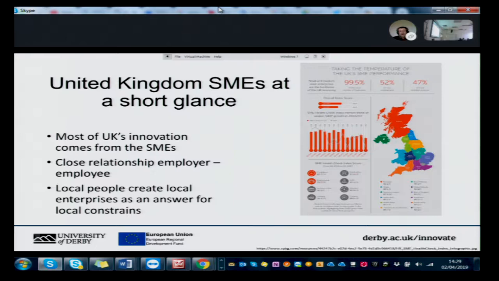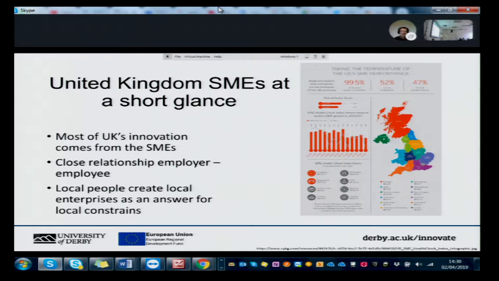Let's take a quick glance at the SMEs in the UK. Later on, we will try to translate it to the situation in Brazil. Small and medium-sized enterprises are 95% of total number of businesses in the UK and 52% of total employment, 47% of total business revenue. It's loads of revenue and loads of companies. But again, if you think that only 0.5% is responsible for over 50% of the revenue, the big companies, you can feel the change in the proportions. Most of UK's innovation comes from SMEs. The big companies are not so adventurous.